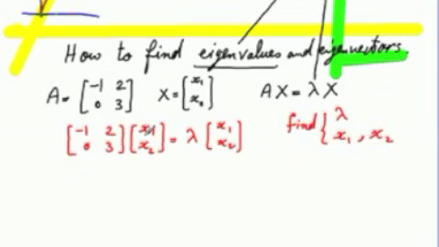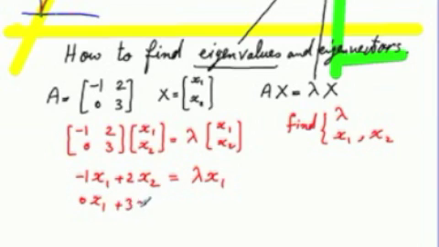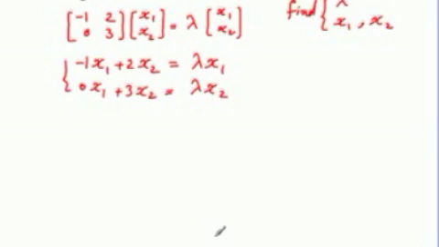I open this thing up. So -1 times x1 plus 2 x2. That's the first line. First line of the right hand side is lambda x1. Then 0 x1 plus 3 x2, and the right hand side is lambda x2. Now this is somewhat special in the sense that our matrix is extra friendly with the zeros here. You're going to see later on how that makes life easier, but for now let me pretend as if it's just some other number.